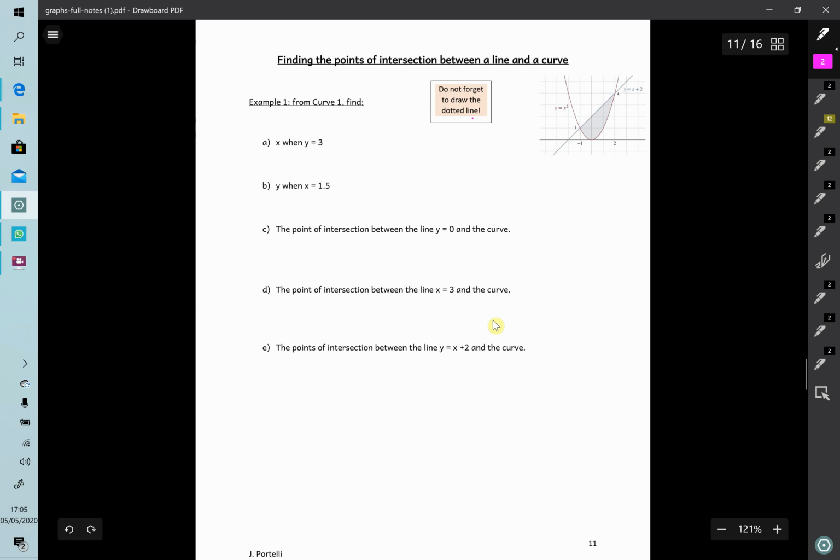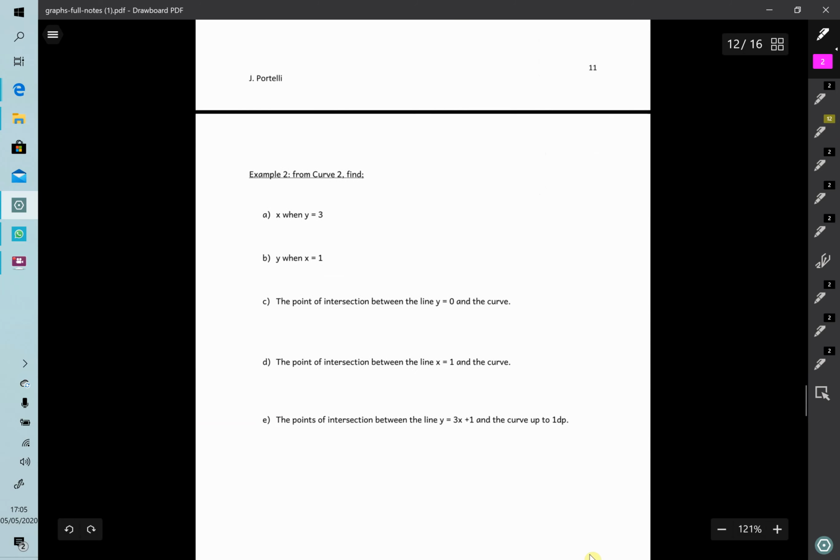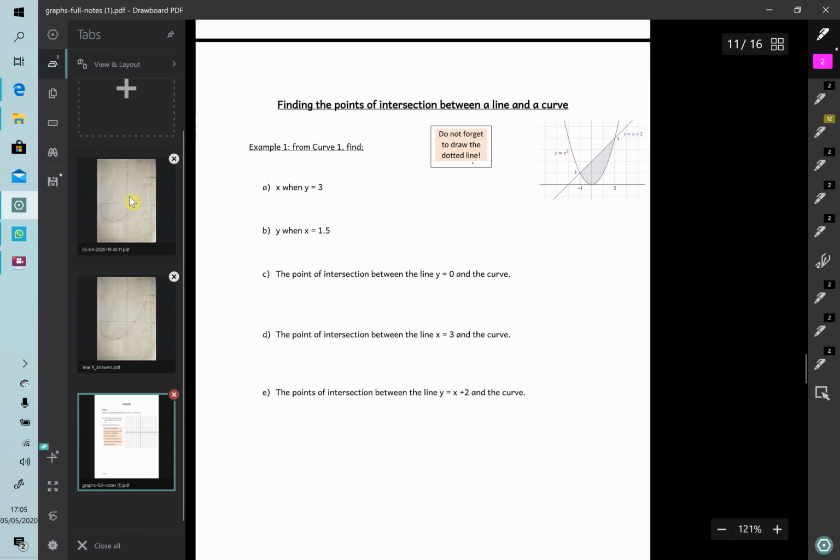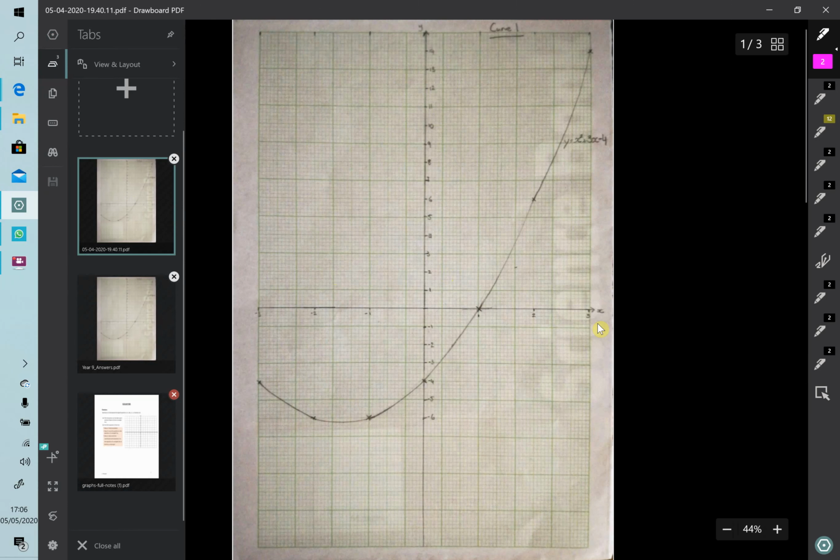Like I told you, for this particular video lesson, I am going to be working example 1, page 11, and then for your homework, you'll have example 2. So just follow whatever I'm doing on the screen. We are going to be focusing on curve 1, so please have curve 1 in front of you. I have to keep changing the tabs. I'm really sorry if sometimes it gets a bit overwhelming and the screens are changing all the time. But anyway, curve 1 in front of you, and let's start.